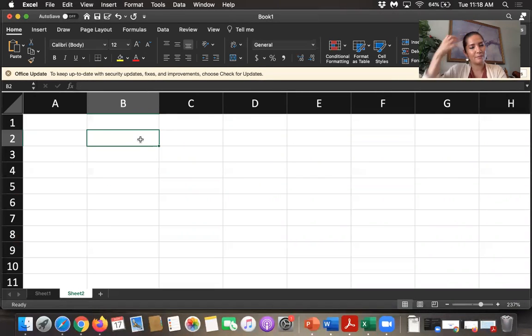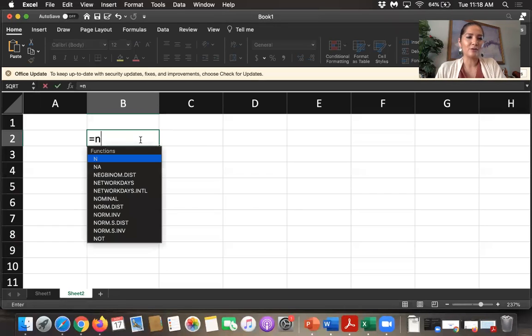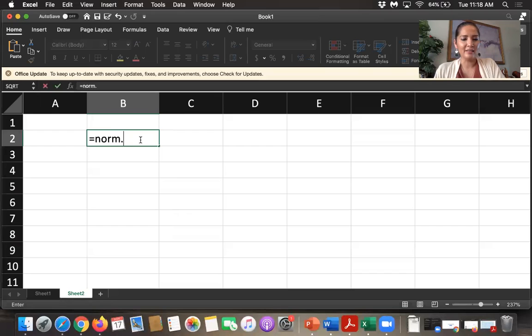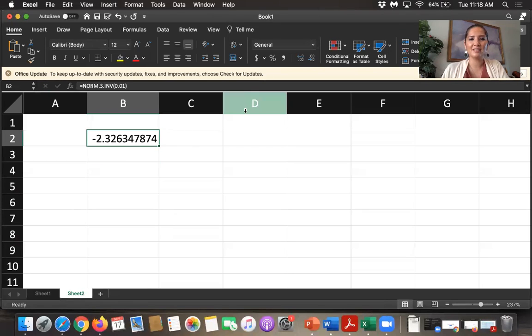Here is where I have the probability, the area to the left, and I want the corresponding z-score. So this is where I will use NORM.S.INV, the standard normal distribution inverse. Giving it a probability of 0.01, I want the z-score. And so it gives us negative 2.326. If we round to 2 decimal places, we get the same value that we had in our table A2. So either way, you're getting the same answer.